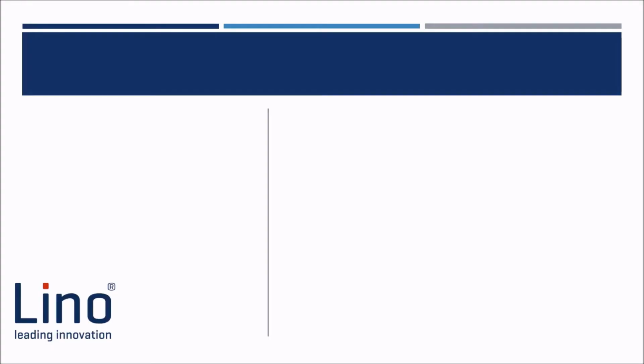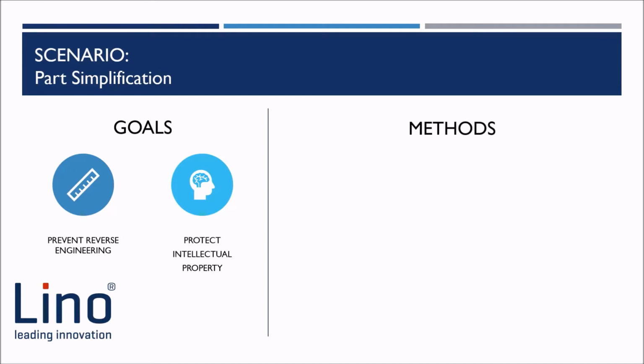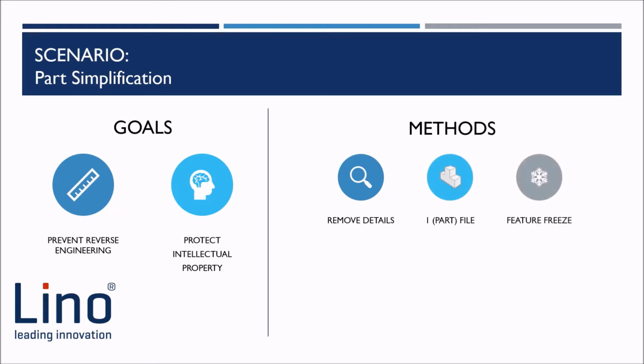Lino Simplify is a software solution to automatically simplify Solidworks 3D models. In this scenario, we will demonstrate how to use Lino Simplify to simplify a part model. Our goal is to prevent reverse engineering and to protect our intellectual property. To achieve this, we will remove details from the model, apply feature freeze, and join solid bodies to minimize the amount of bodies in the model.